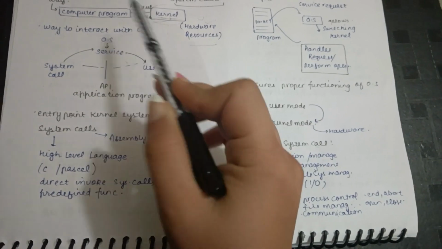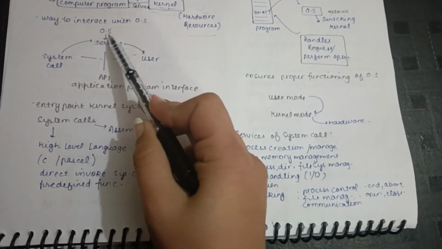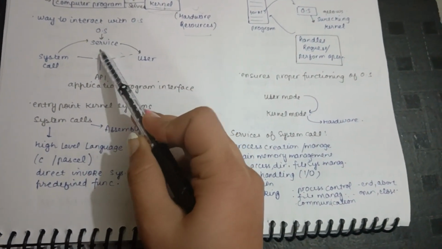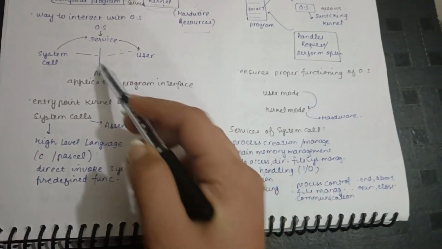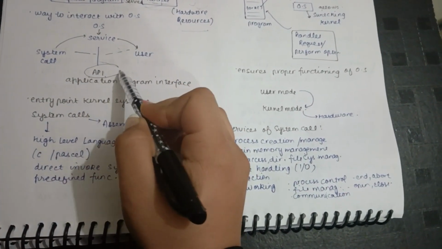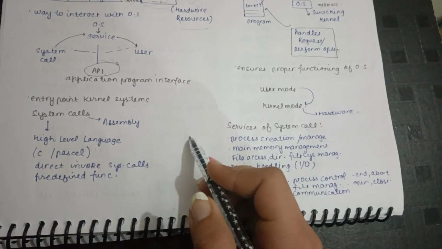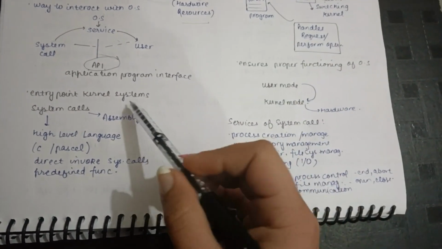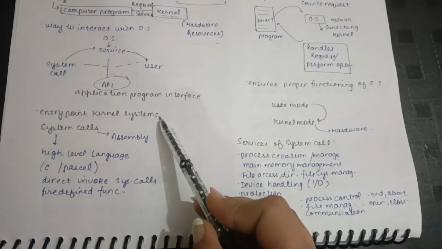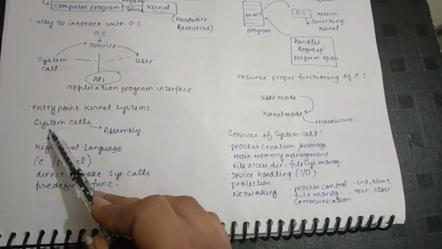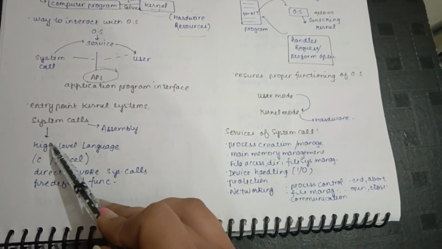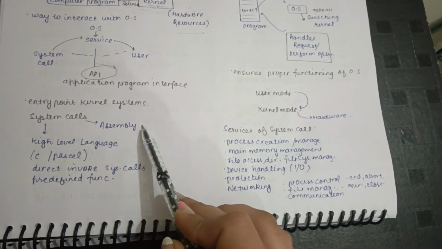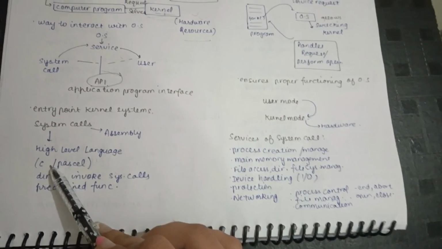So what happens when we are making the system call? It is interacting with the OS, it is asking for the service, and it's providing it to the user. And this all occurs with this interface, which is the application program interface. It's the entry point of the kernel system. And then we have the system call. It could be written in a high level language, or it could be written in assembly language. High level like C language, Pascal.